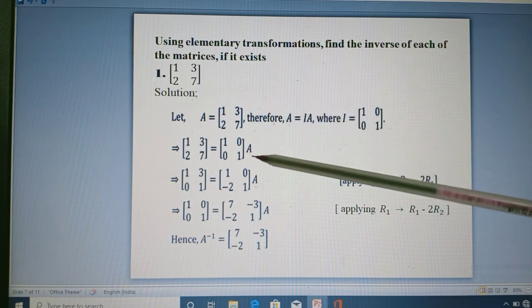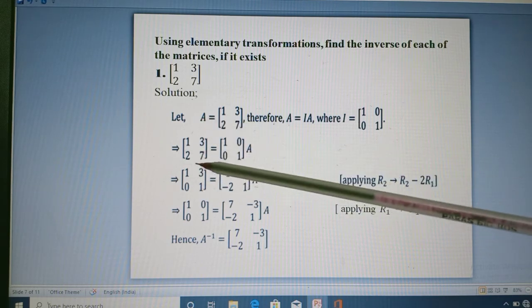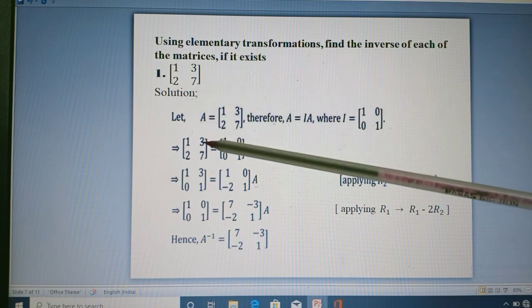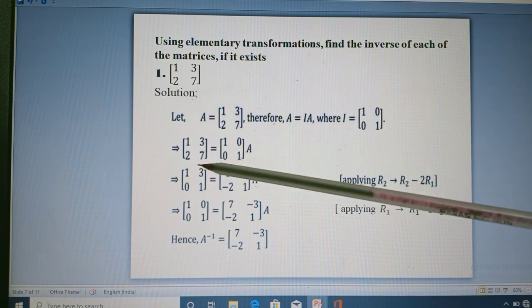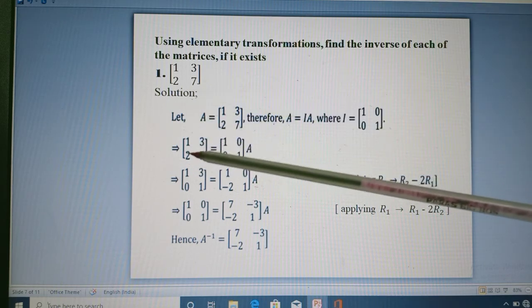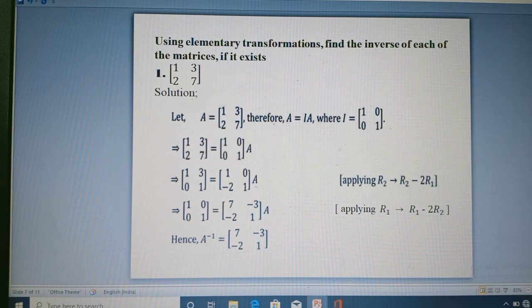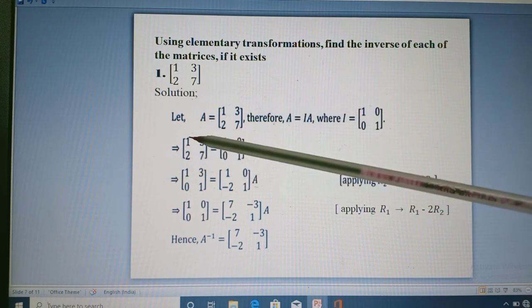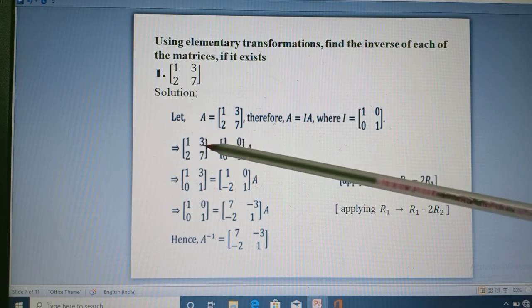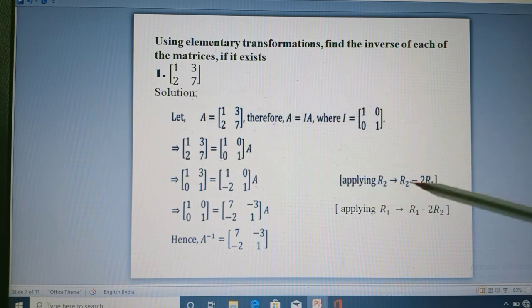We don't write the matrix A on the right; we only write the given matrix A on the left hand side. Then we start the process. Our aim is to make this matrix an identity matrix of order 2, so we should make this 2 entry 0, and the matrix 1 0 0 1. In order to do that, first we will change R2. If you multiply the first row by 2 and subtract from the second row, then we will get this entry 0. So we are doing R2 tends to R2 minus 2 R1.